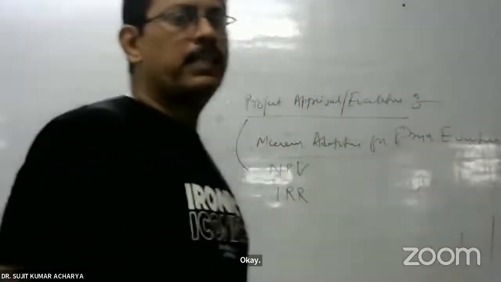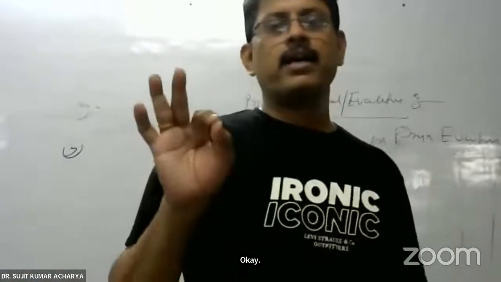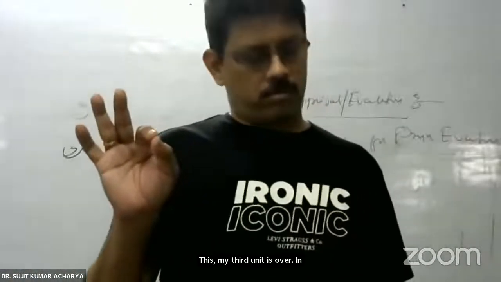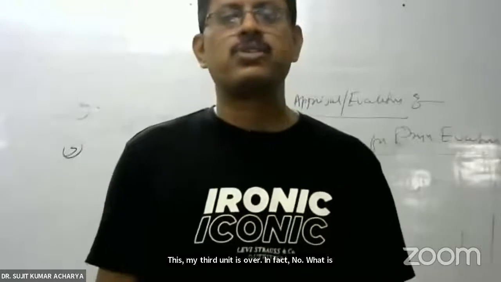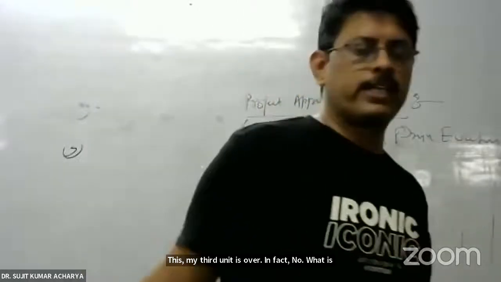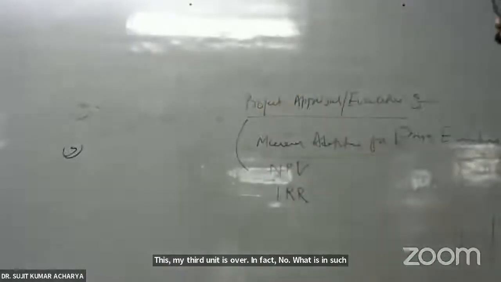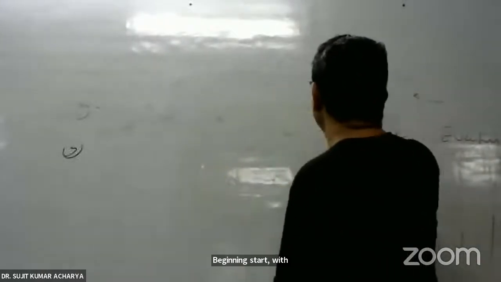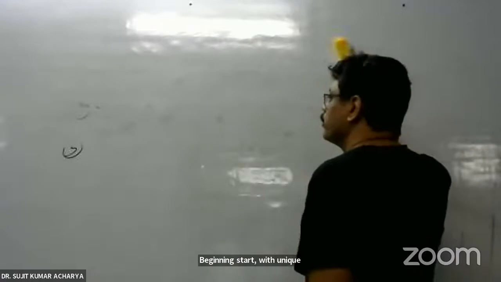With this, my third unit is over. One topic remains, that is sources of finance. In the next class, at the beginning, I will cover it and start with unit 4.